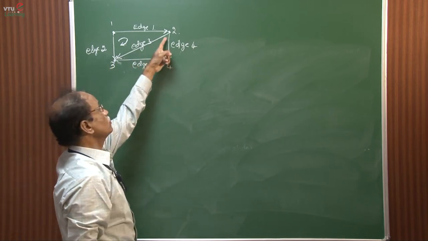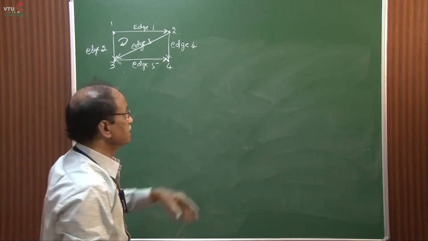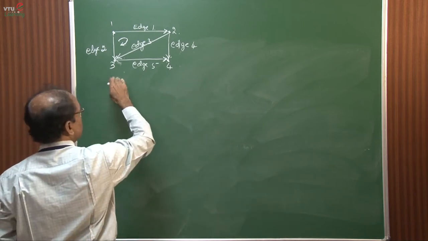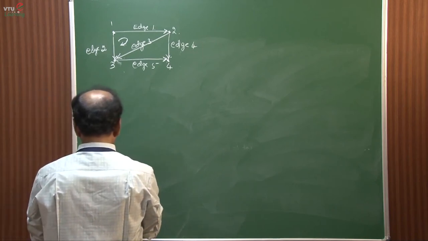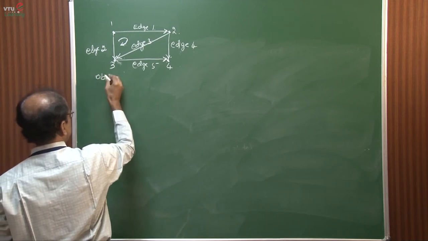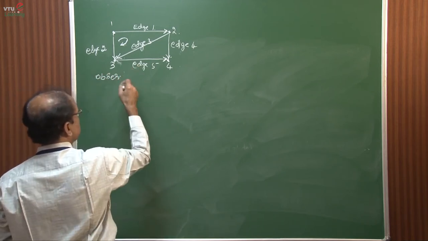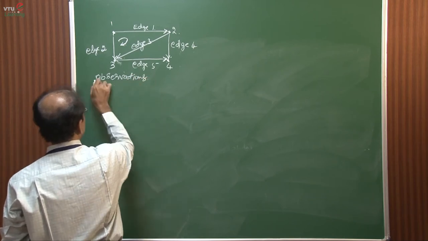That means 2 and 3, the direction of this flow of the current from 2 to 3 is there, but it is not going back. Therefore, for this graph we can make some observations from this circuit. After that, we can write the incidence matrix. What are the observations from this graph?